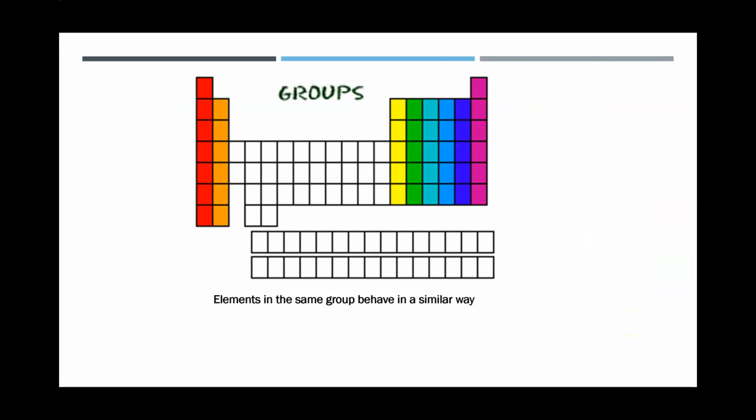So going back to our group slide, it says elements in the same group behave in a similar way, and that is because the group number is the same as the number of electrons in the outer shell. And that is why they behave in a similar way.